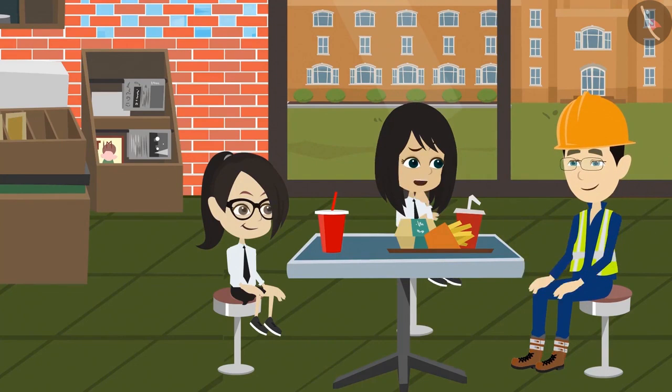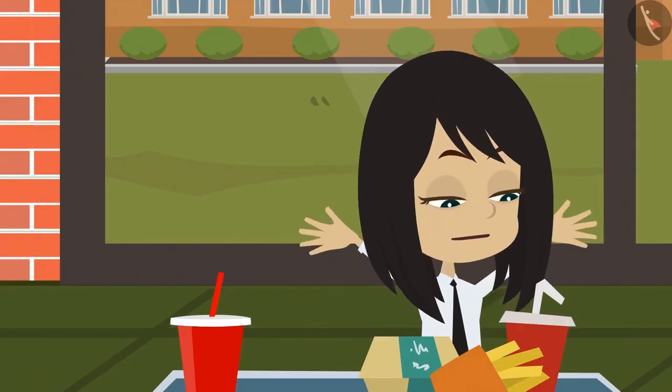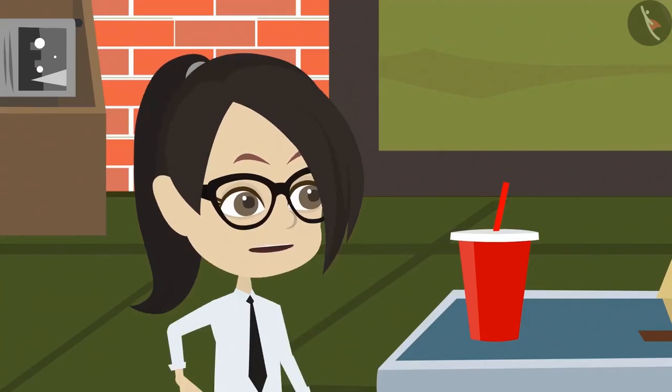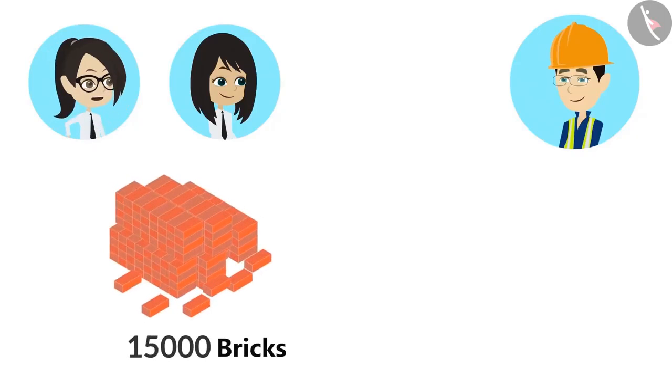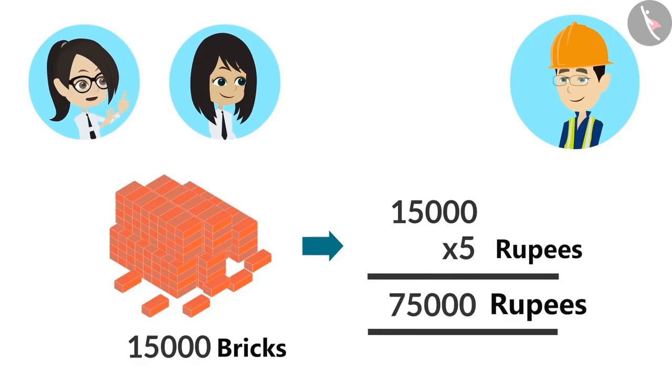Sir, you have not told us the cost of one brick. If you tell us that, we will be able to calculate the total cost. The cost of one brick is 5 rupees. If one brick costs 5 rupees, 15,000 bricks will cost 15,000 multiplied by 5, which is 75,000.